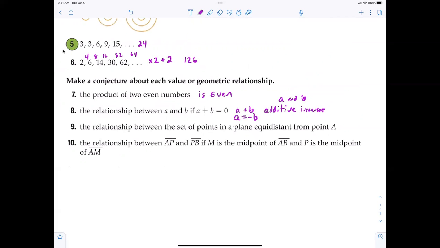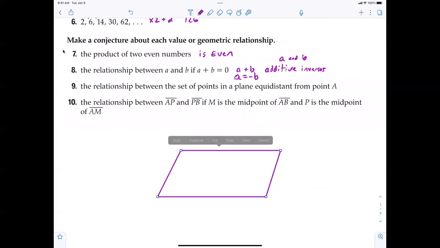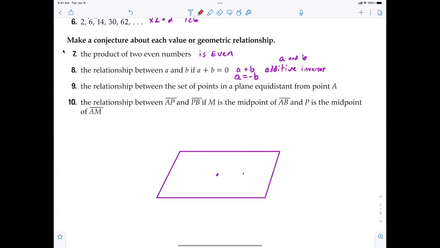Oh, this is good. The relationship between a set of points in a plane equidistant from point A. So here we go. So I'm going to make a plane. Try to anyway, but my iPad is acting up. So let's try that again. All right, so there's my plane. And now what I want you to do is I want you to make a point. And I want you to visualize all the points equidistant from A. So I'm going to place a point over here. And I'm going to place a point over here. Do you agree that's equidistant?